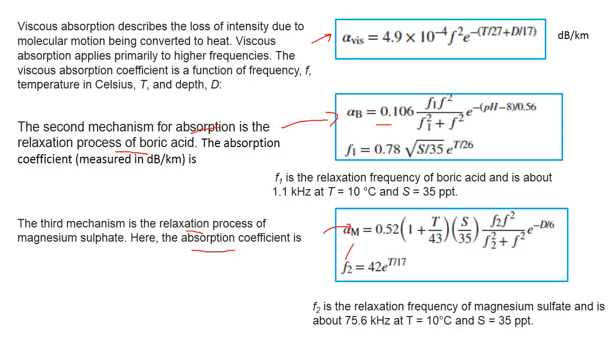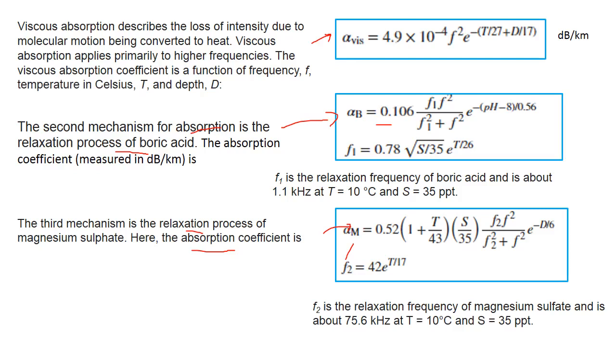The second mechanism for absorption is the relaxation process of boric acid. The corresponding attenuation or absorption loss is given by this equation. And the third mechanism is the relaxation process of magnesium sulfate. Here the absorption coefficient is given by this value. The relaxation frequency F1 corresponding to boric acid is given by this value. The relaxation frequency corresponding to magnesium sulfate is given by this value.